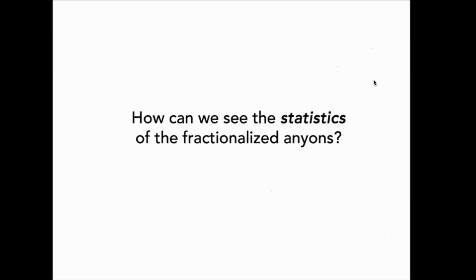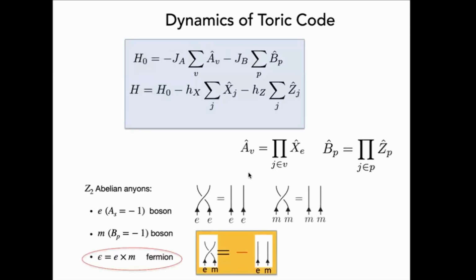Okay, now let me get even bolder and ask, can we see the statistics of these fractionalized excitations? Now I want to look at something like this. If you create these E and M particles, if E braids around another E, that is just bosonic statistics. If M braids around M, that's also bosonic statistics. But if E braids around M, so a charge goes around a vortex, then you get a minus sign. And the question is, can we see that?